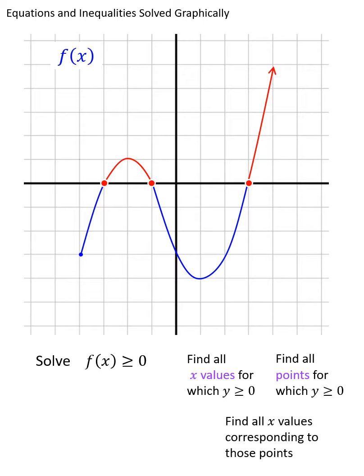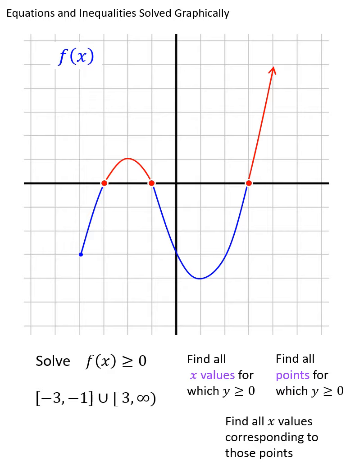But remember, I'm solving this equation for x, so I want to find all the x values that correspond to these points. And here's again where it gets tricky. There's no algebraic way to do this, but here's the solution. And where does this come from? Well, it comes from a realization. The realization that if x is any value that corresponds to anything here in red, then the function value of x, or the y coordinate associated with that x, is going to be greater than or equal to 0.